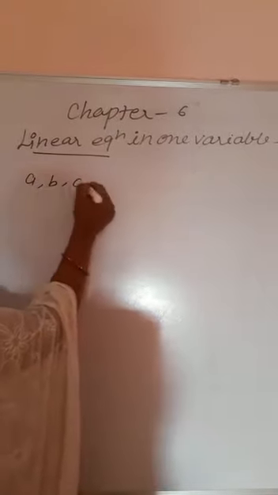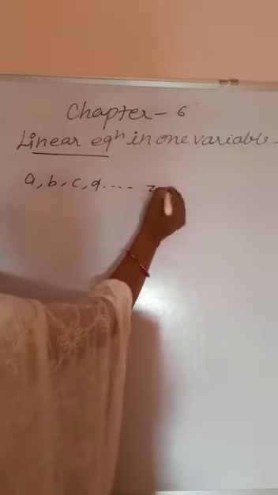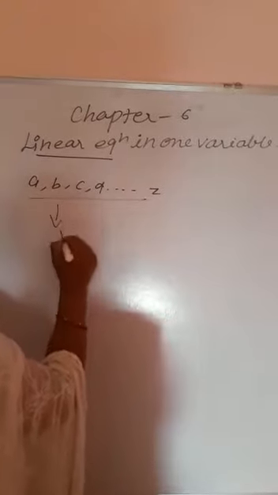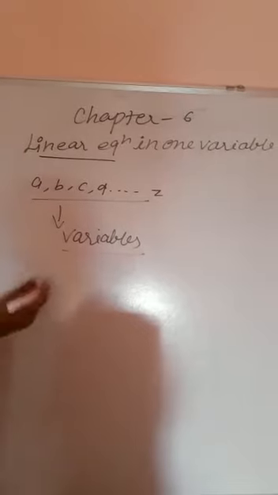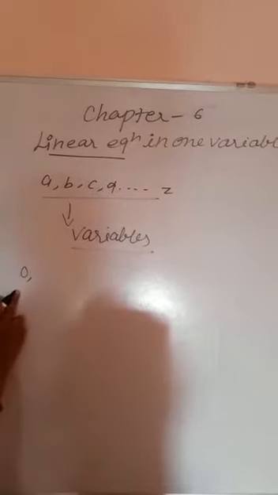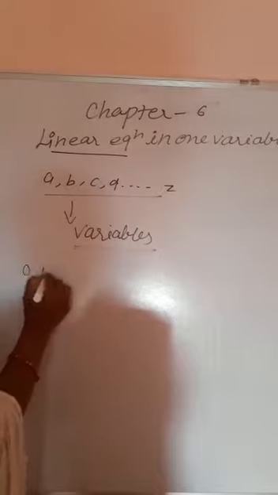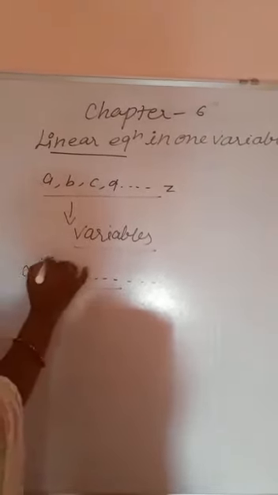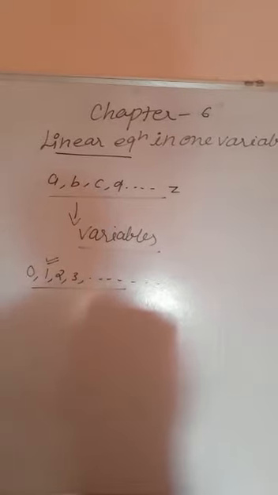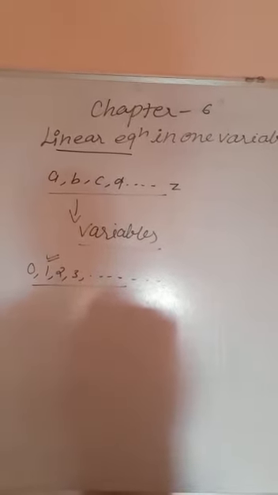So what is the meaning of linear equation? In our previous chapter we have already learned A, B, C, D up to Z. All are known as variables. And who are known as numeric terms? 0, 1, 2, 3. They are known as numeric terms as well as constant terms. So, what is the meaning of linear equation?